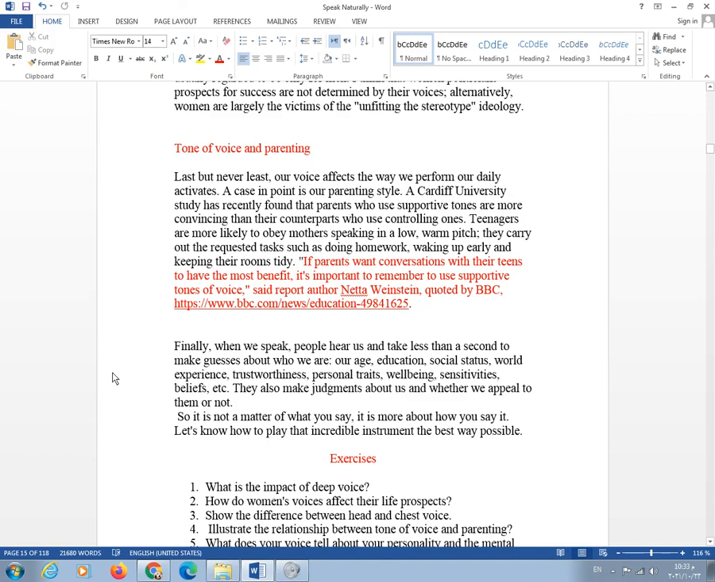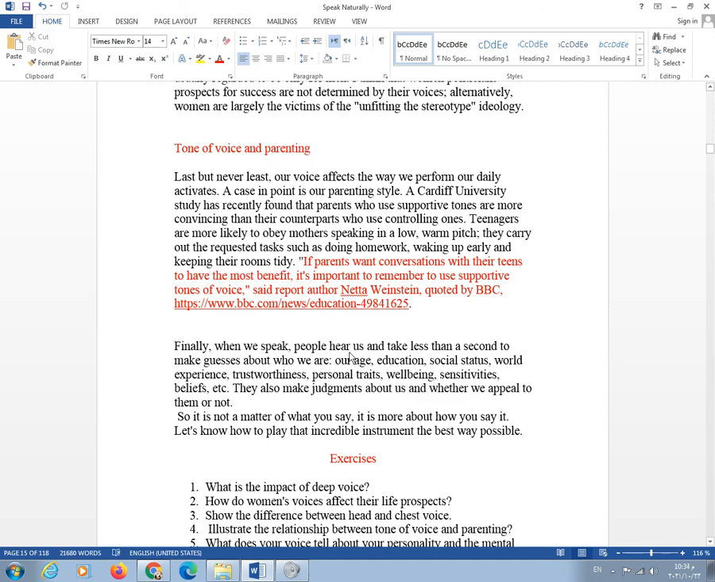Mothers who speak in a low warm pitch find that their children obey them. They carry out the requested tasks such as doing homework, waking up early, and keeping their rooms tidy. On the other hand, parents who use high pitch and aggressive tones, their kids do not obey them that much. Okay. We have a conclusion here: if parents want conversation with their teens to have the most benefit, it's important to remember to use supportive tones of voice, said one of the authors.